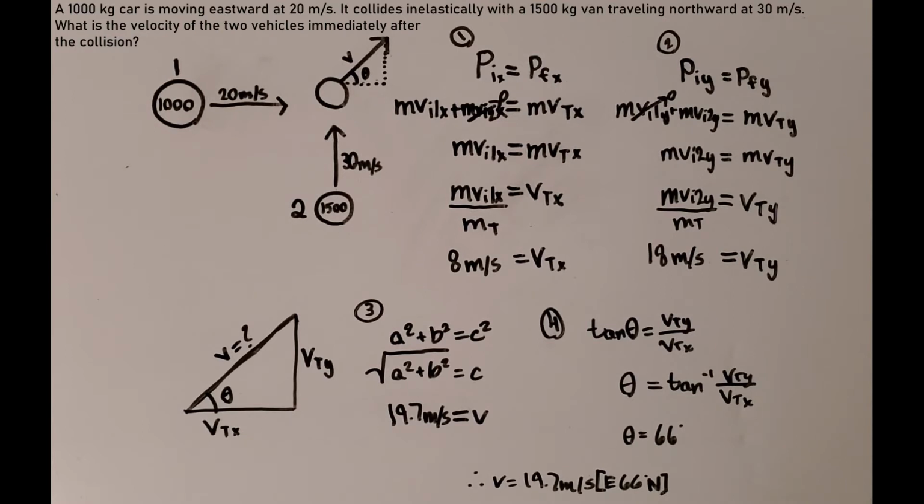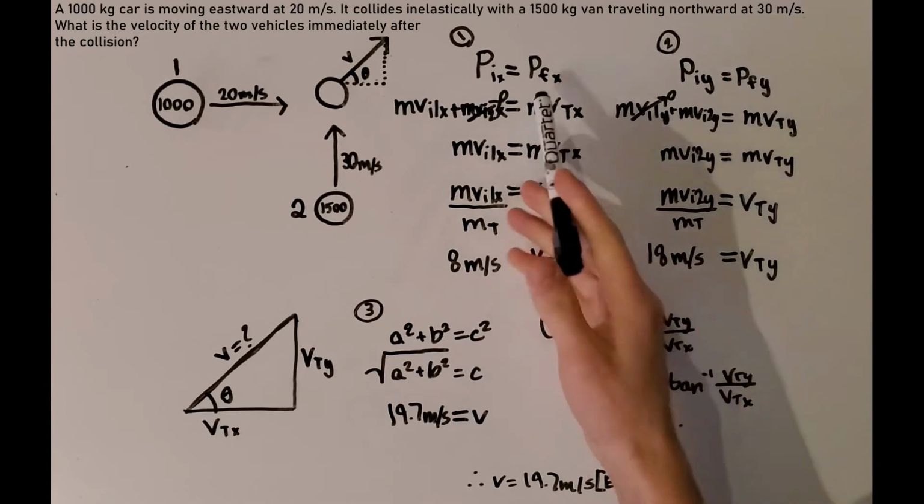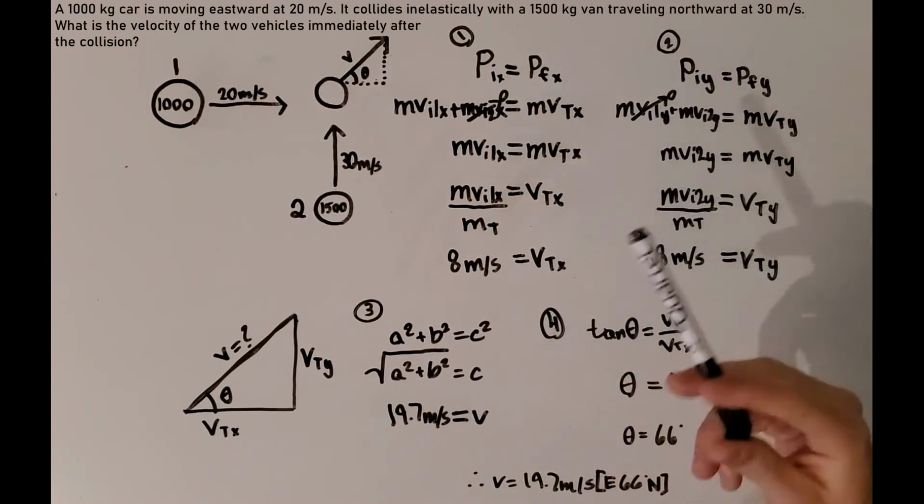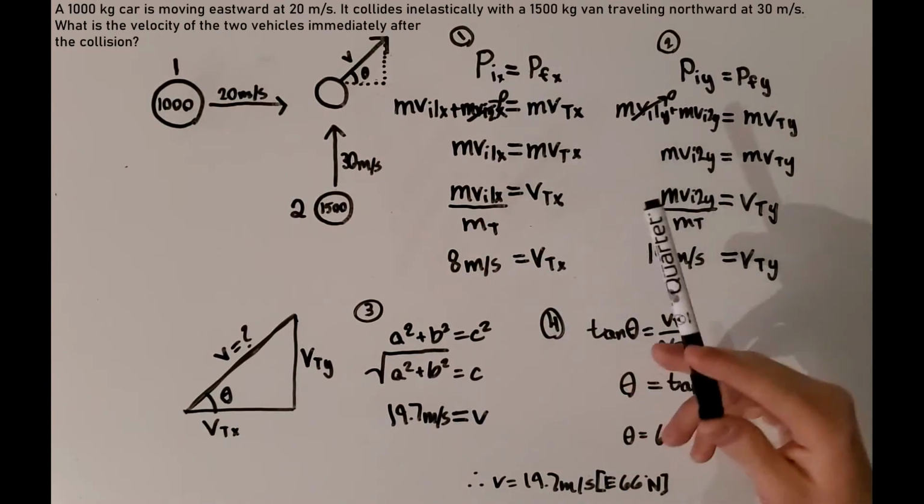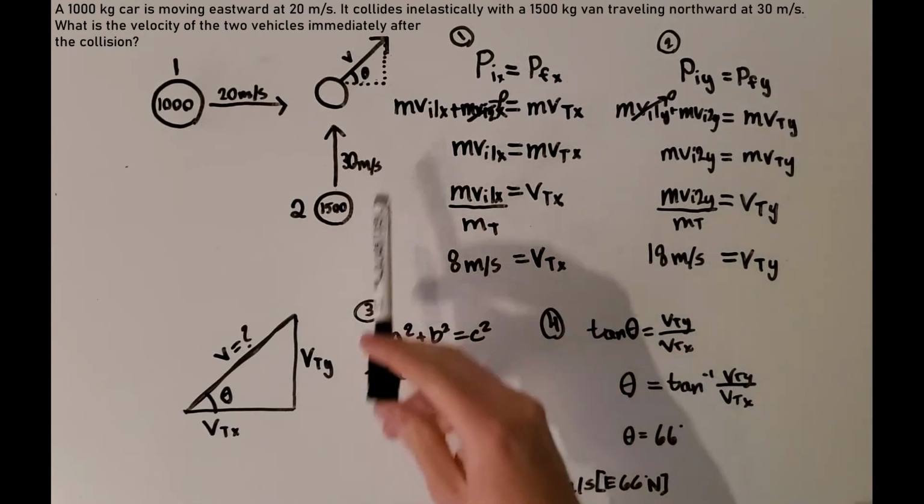Now, the reason this question is in the understanding section is because it uses our knowledge of components of x and y, and it requires a little more understanding of how directionality works in relation to collisions of east and north.